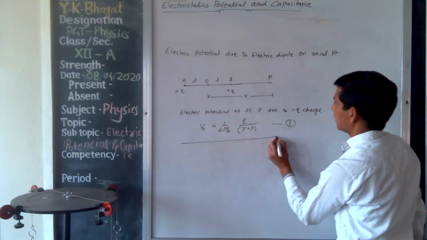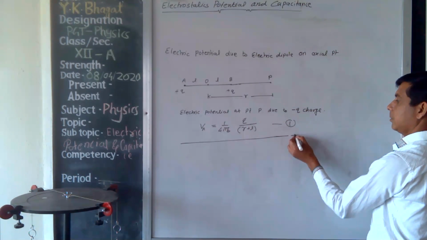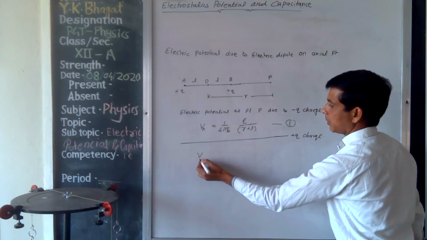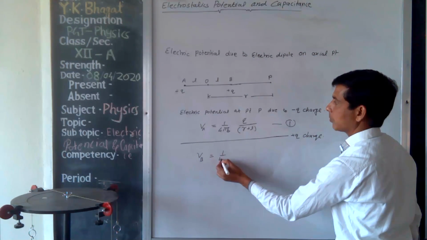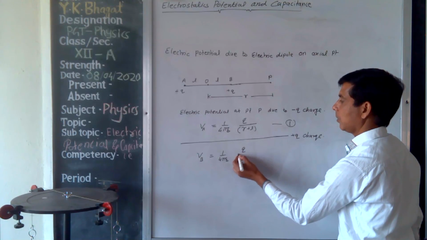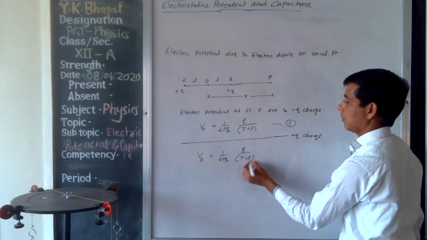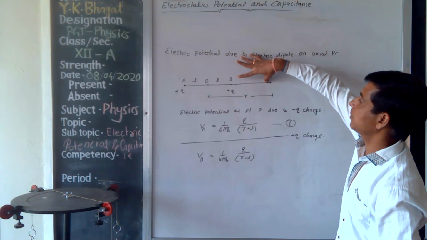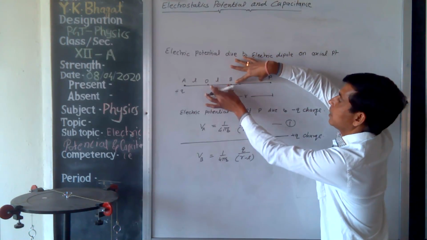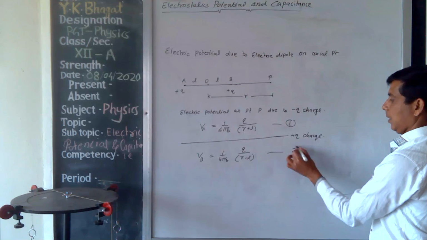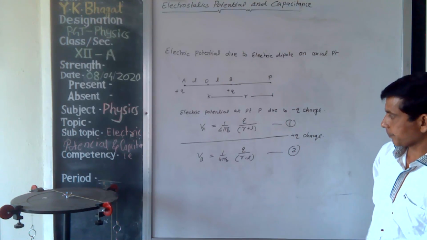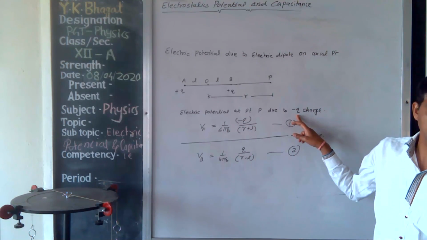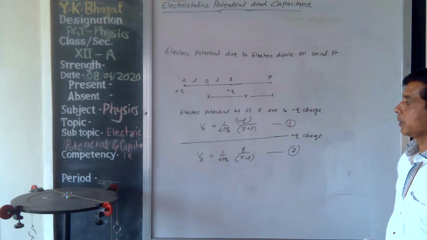Similarly, electric potential at point P due to plus q charge will be VB equal to 1 upon 4 pi epsilon naught q upon r minus L. Why r minus L? B is a point, and its distance from P is r minus L. Here the minus sign is to be taken because it is a minus q charge.